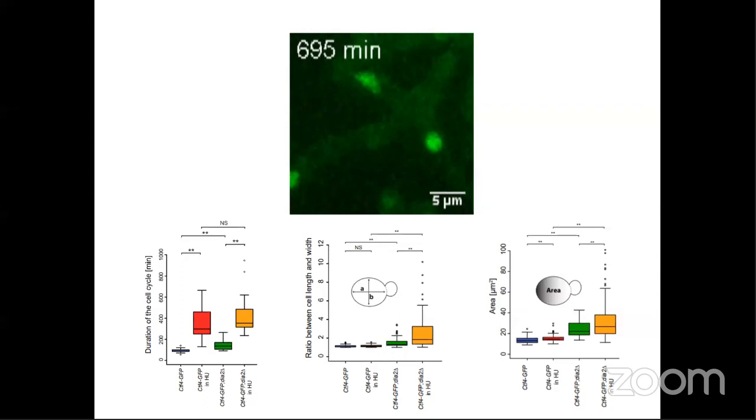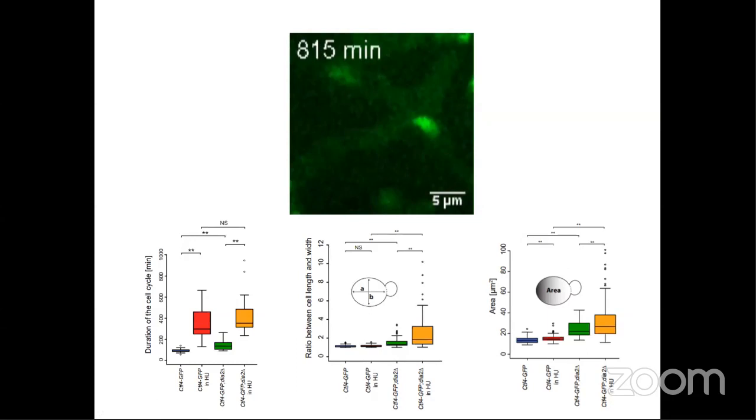When we conducted different analyses, the thing that we saw was first that the duration of the cell cycle was strongly increased, almost 2 times longer than the normal cells. Also, the ratio between the long and the short axis of each cell was increasing. And finally, the area of the individual cell was strongly increased when this phenotype is observed.